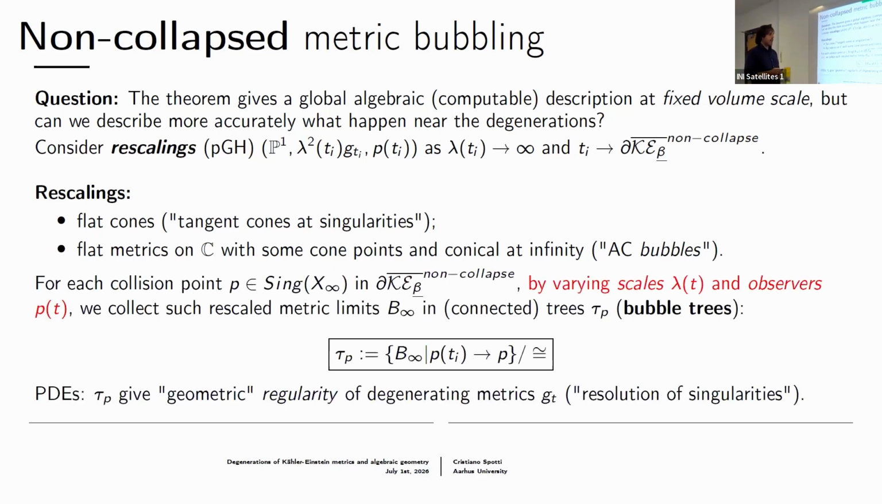And you can actually collect all this rescaling by forming what is called the metric bubble tree. We fix a singularity point, a point of collision, and then you look at the set made of all possible rescalings that are pointed Gromov-Hausdorff limits as the points approach this clustering point, and they form a tree made of these asymptotically conical bubbles and cones. And the question is, can we compute it algebraically?